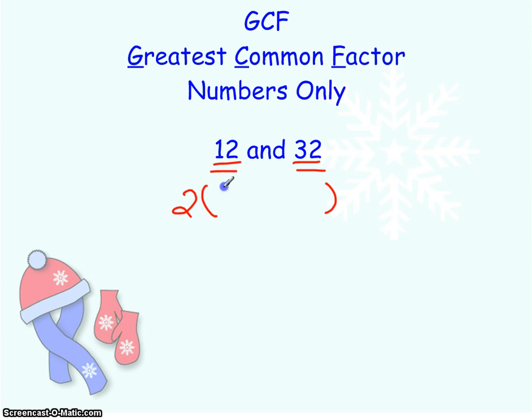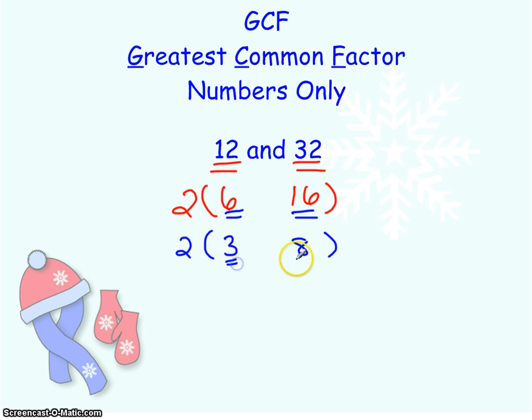So 12 divided by 2 is 6. 32 divided by 2 is 16. Okay, so we need to go back to our numbers and look at them again to see if we're done or if we need to keep going. So 6 and 16, well, those are both even numbers, which means I can divide by a 2. So I'm going to take a 2 out here to show that I'm going to divide out a 2. I'm going to show what's left. So 6 divided by 2 is 3. 16 divided by 2 is 8.